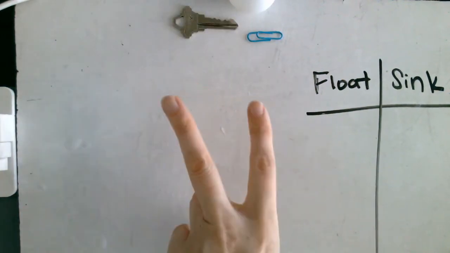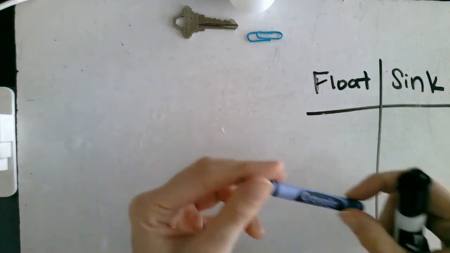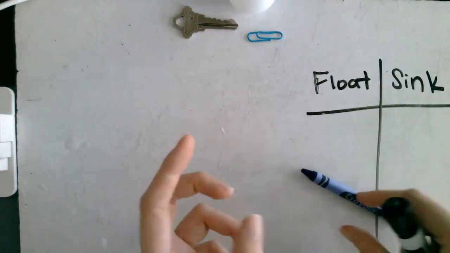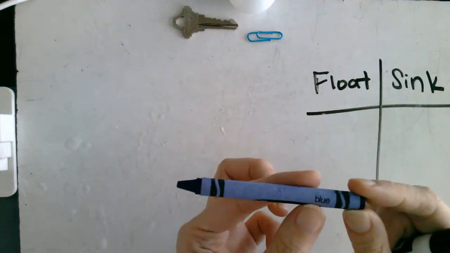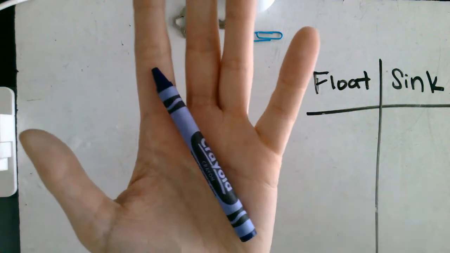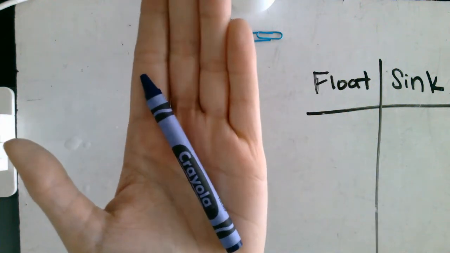There are 2 more items we are going to test out. We're also going to test out a crayon. This is a fresh crayon out of the box, a blue crayon. Vote as a class. Do you think the blue crayon will float or sink?